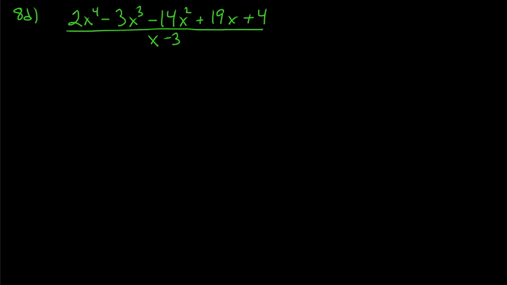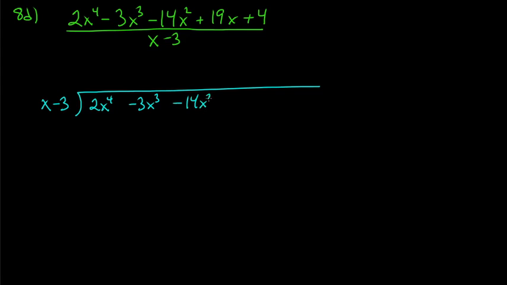Okay, 8D, we have 2x to the 4 minus 3x cubed minus 14x squared plus 19x plus 4 all over x minus 3. So the issue here is that this denominator is not a single term anymore, so we can't split this up. We have to do this by long division. So we're going to divide by x minus 3, and underneath we have the 2x to the 4 minus 3x cubed minus 14x squared plus 19x plus 4.